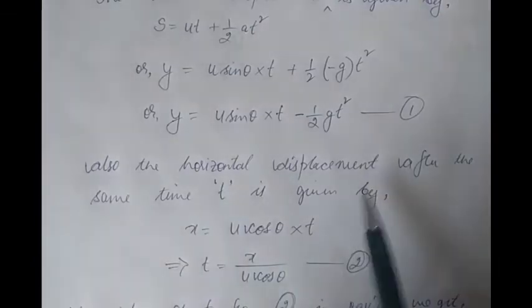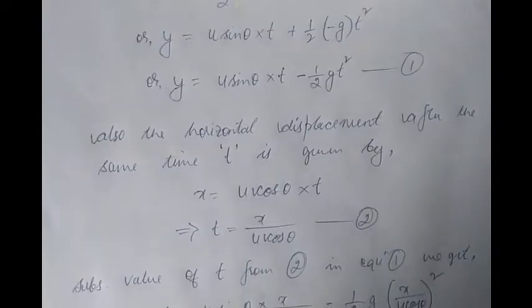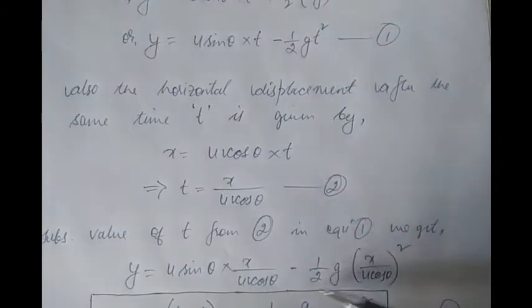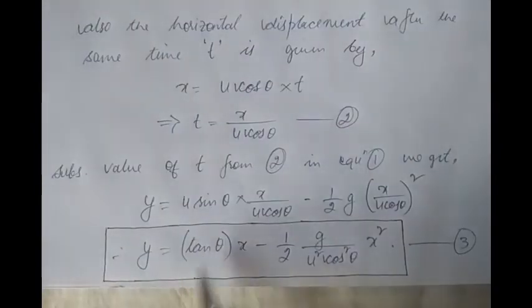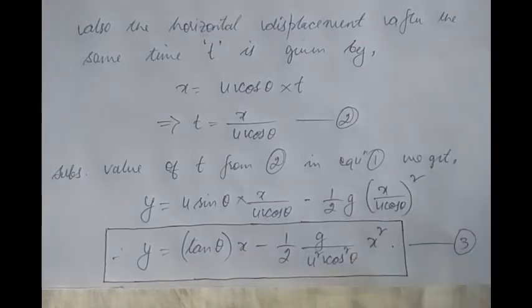Likewise now, the horizontal displacement after the same time t is given by x, which is u cos theta into t. U cos theta is the horizontal component of velocity. So therefore t from this equation is equal to x upon u cos theta. This is our equation number 2. Now substituting the value of t from equation 2 in equation 1, we get y is equal to u sin theta into this t, x upon u cos theta, minus half g into t squared, x upon u cos theta whole squared. So finally we get y is equal to tan theta x minus half g upon u squared cos squared theta into x squared.